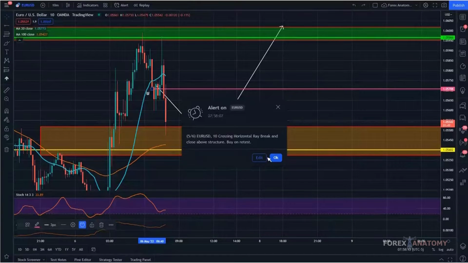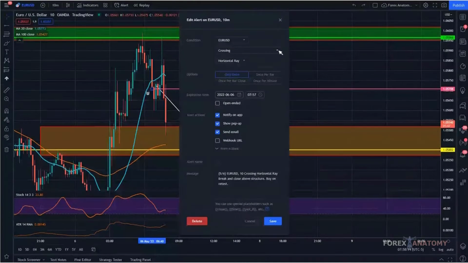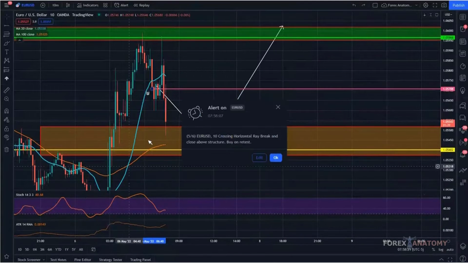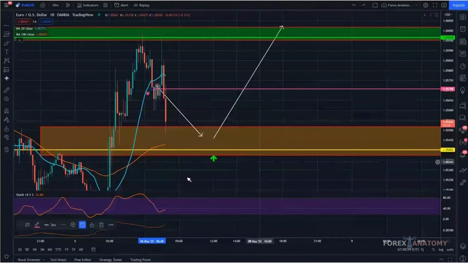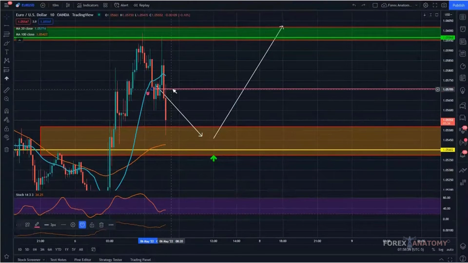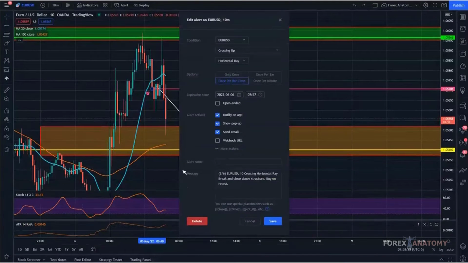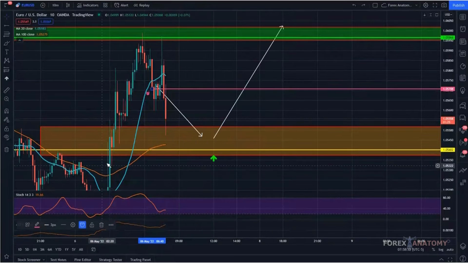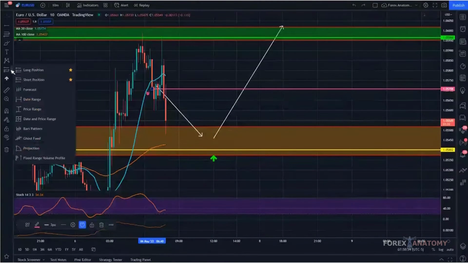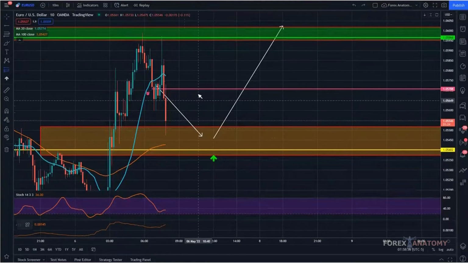Oops, okay, let me re-edit this right here. I should have said crossing up. Crossing up once per bar close, and then save it. Yeah, we made a mistake right there. So it should be fine right now. Let me check to make sure it's okay. Yeah, crossing up once per bar close. Okay, save.